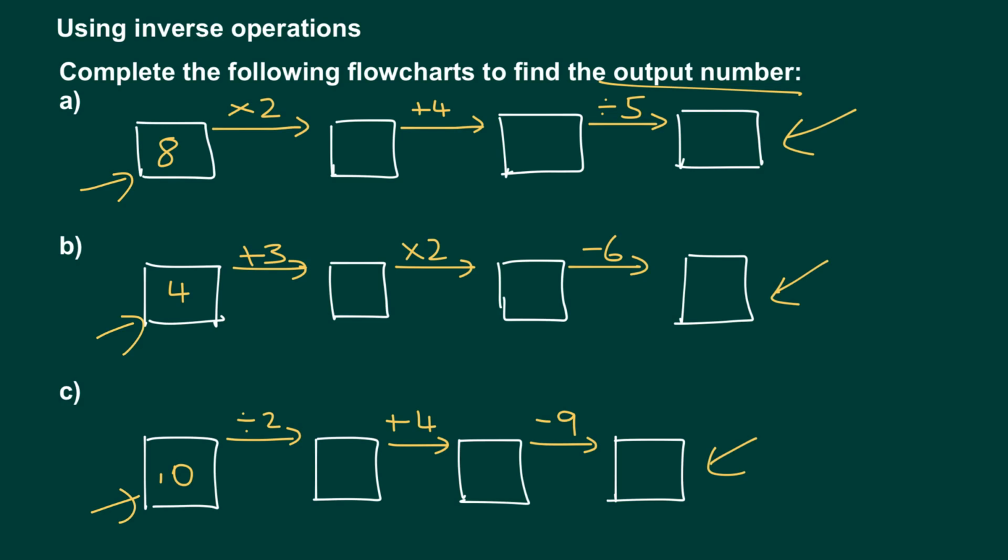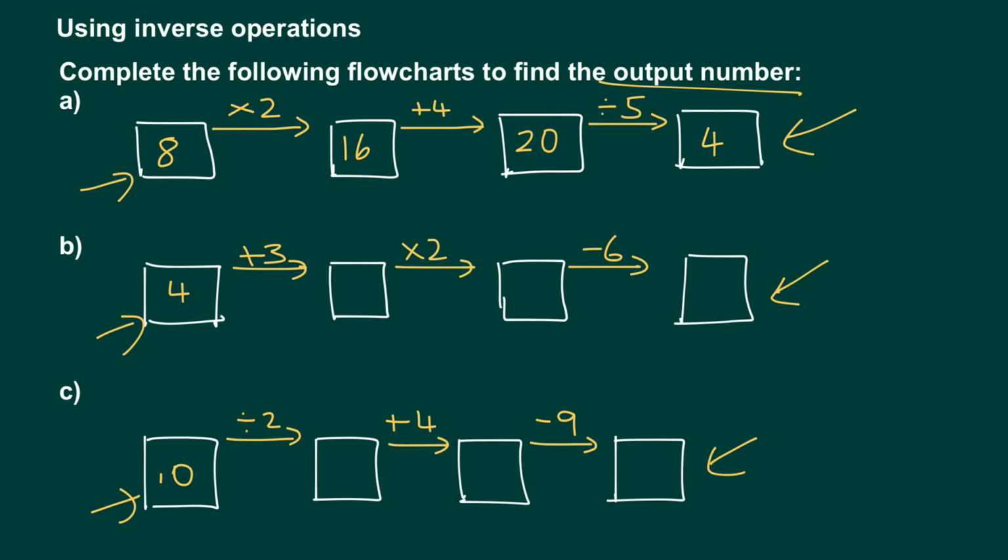So let's work our way through the very first question. It says 8 as the input number. Then the very first operation in the flowchart is timesing by 2. So 8 times 2 gives us 16. Then we add 4, so we go plus 4. So 16 plus 4 gives us 20. Then we take that number and we divide it by 5, which gives 4. So 8 is the input number, while 4 gives us the output number as we work our way through these three operations.